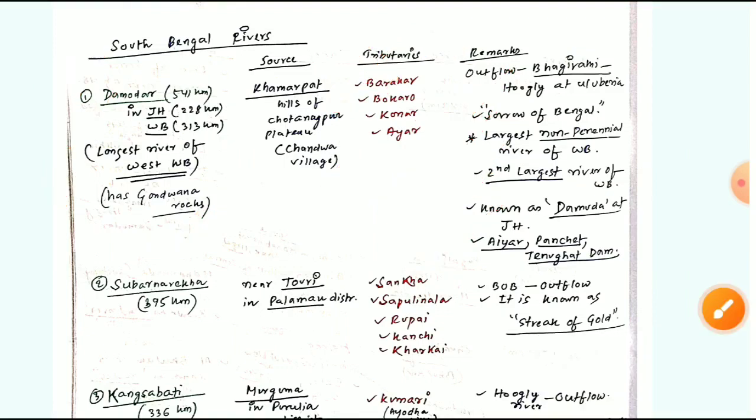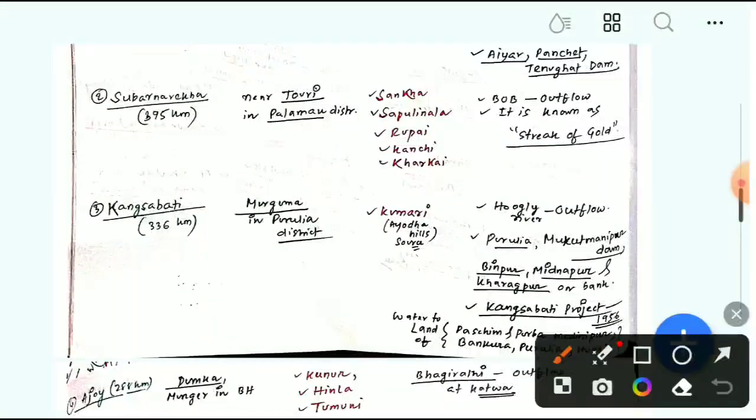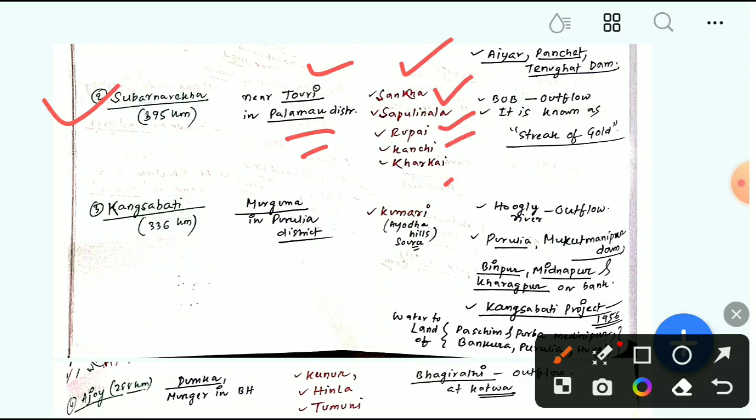Next is Subarnarekha, that is 395 kilometers. Source is near Tori in Palamu district, that is in Bihar. Tributaries are Shankho, Sapulinala, Rupai, Kanchai, and Karkai. Karkai is important. It outflows in the Bay of Bengal. It is also known as the streak of gold, Subarna Rekha. Subarna means gold, so streak of gold.